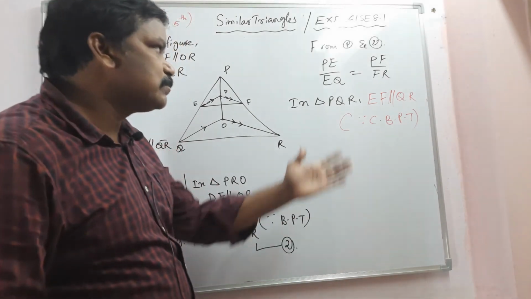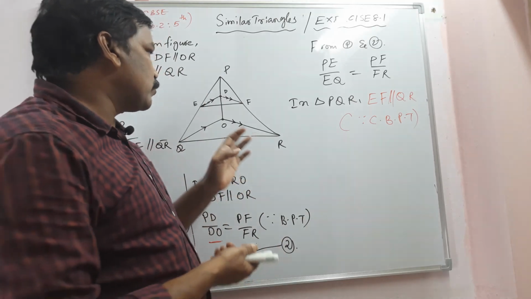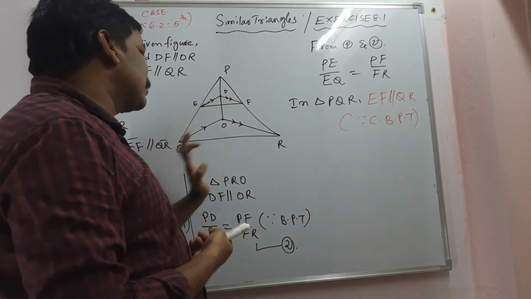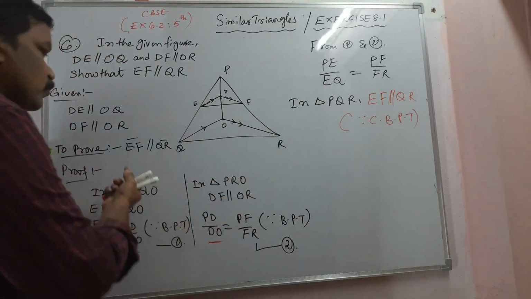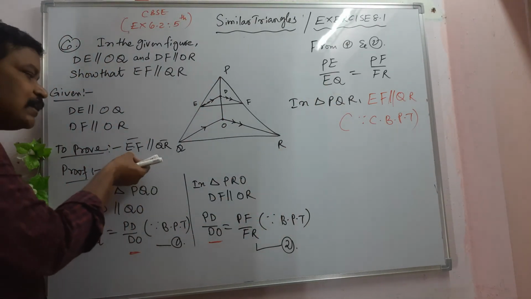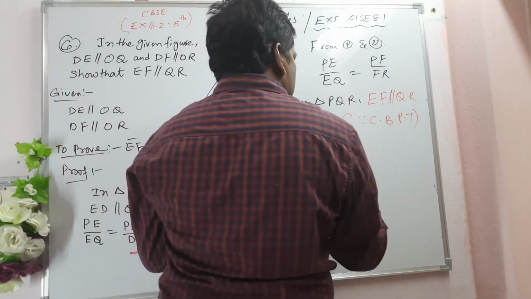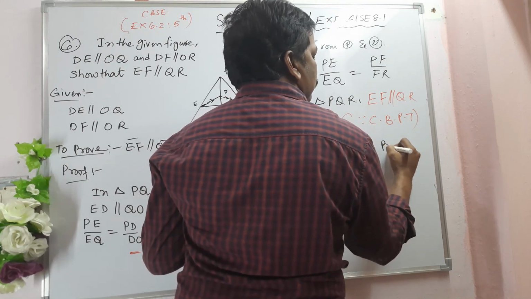Understand, students? Simple now. PE by EQ equals PF by FR, so according to the converse of basic proportionality theorem, in triangle PQR, EF is parallel to QR. So what is to be proved, students? EF is parallel to QR. So hence it is proved.